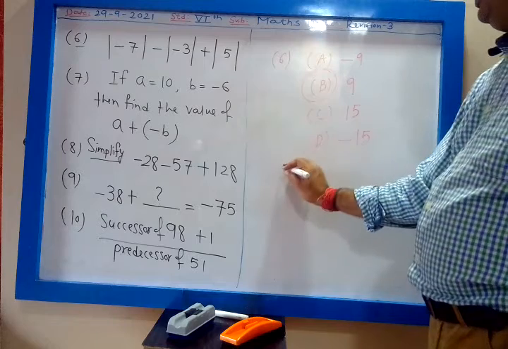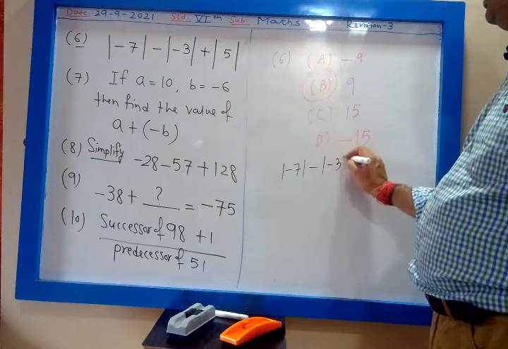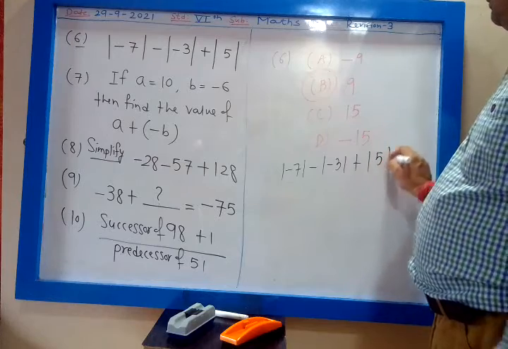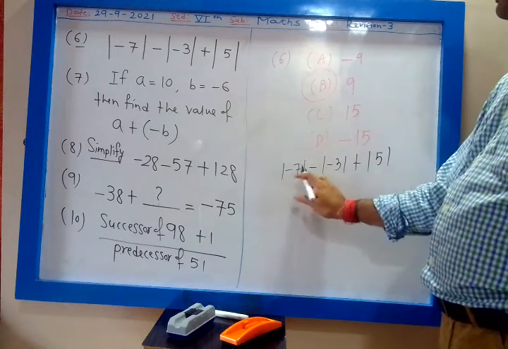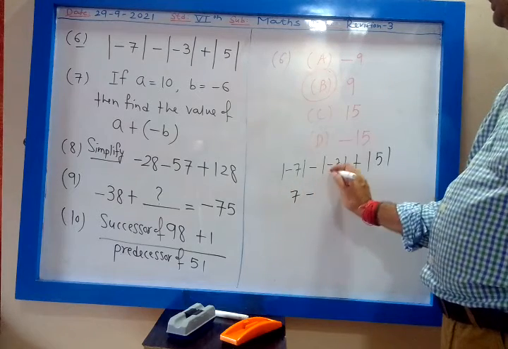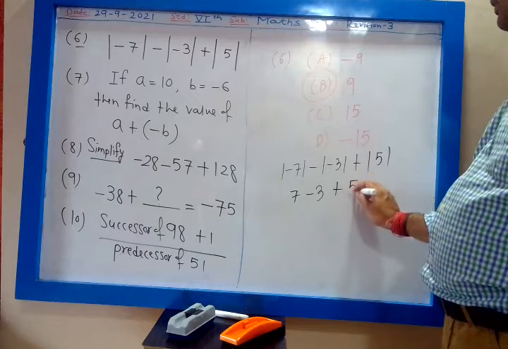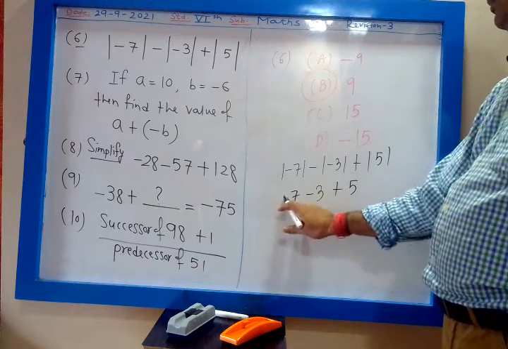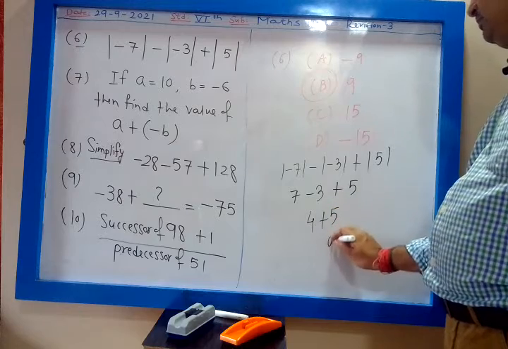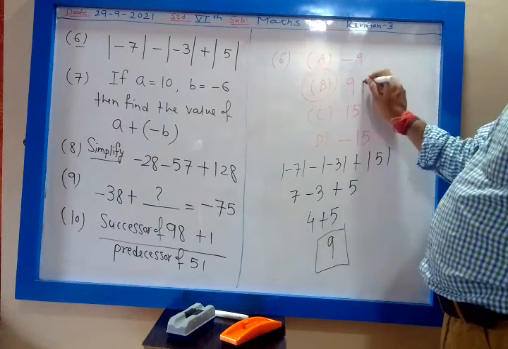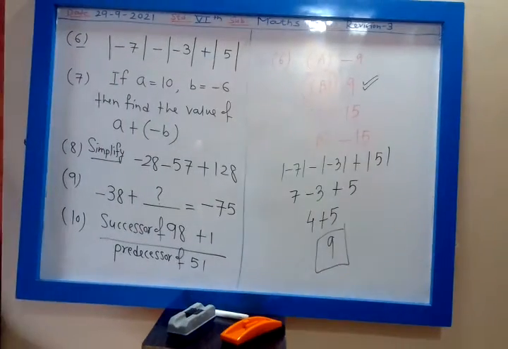So let us see whether it is plus 9. Minus absolute value of minus 7 minus absolute value of minus 3 plus absolute value of 5. Whether a number is negative or positive, its absolute value is always positive. So the absolute value of minus 7 will be 7, minus absolute value of minus 3 will be 3, plus absolute value of 5 will be 5. 7 minus 3, opposite sign, 7 minus 3 is 4. 4 plus 5. Answer is plus 9. So the correct option is B, plus 9. Yes? Is it clear, everybody?